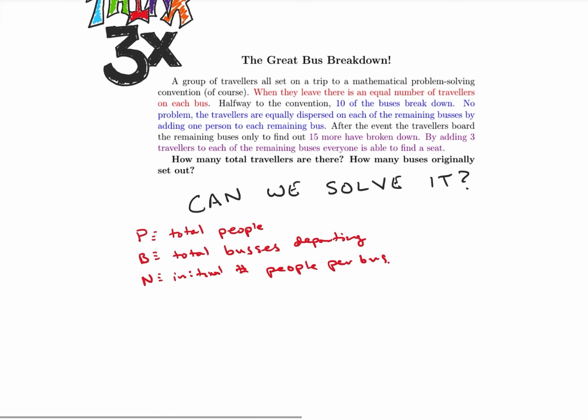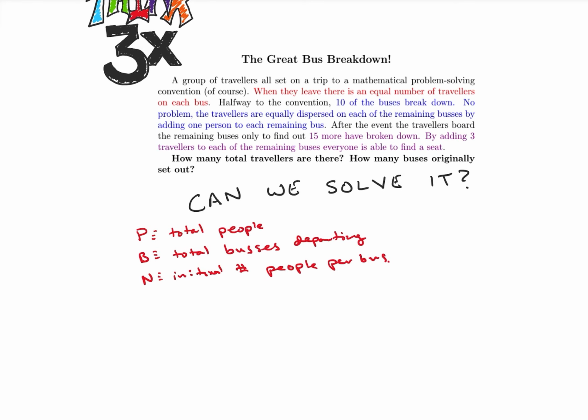Okay, so if I'm looking at that first sentence up there, the one highlighted in red, it says when they leave, there's an equal number of travelers on each bus. So if I look at the total number of people and divide that by the total number of buses, that's going to give me the initial number of people per bus.